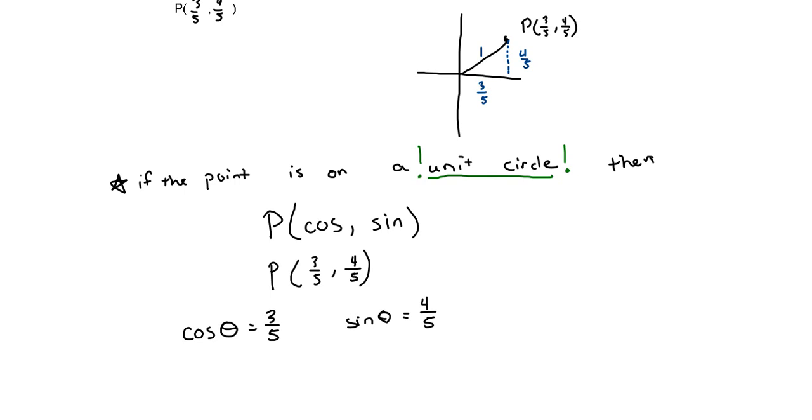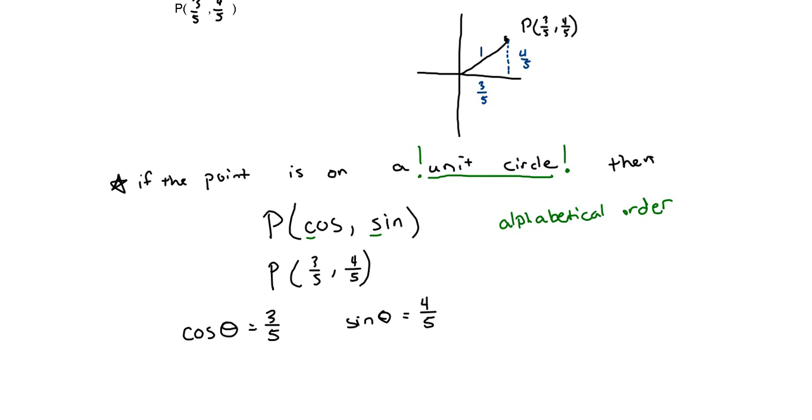A nice little way to remember this is that cosine and sine start with C and S, so they come in alphabetical order. Cosine and sine come in alphabetical order, and x and y come in alphabetical order, so it reminds you that cosine goes with x and sine goes with y. It's just a nice little thing.